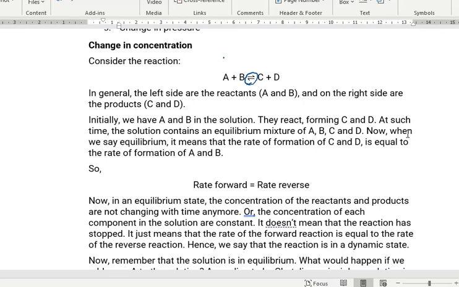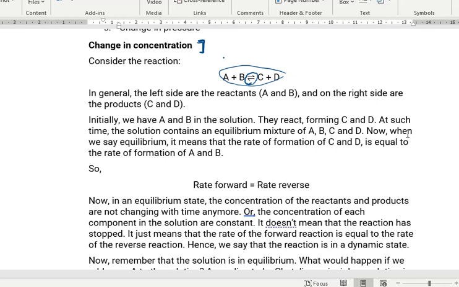so going back, changing the concentration is one of the ways to disturb an equilibrium system. So remember A plus B to form C plus D. This reaction is already at equilibrium. Okay, assuming that this reaction has already attained equilibrium. So one way to disturb this equilibrium is to change the concentration. Okay?